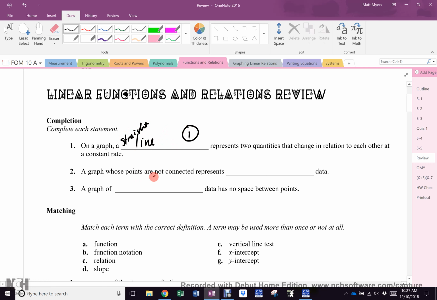A graph whose points are not connected. Discrete. A graph of continuous. Now, ladies and gentlemen, I discussed this with you. Technically, continuous data is just infinite points so close together, it creates a straight line. Everybody understands that very subtle difference, yes? Okay. 3 marks there.